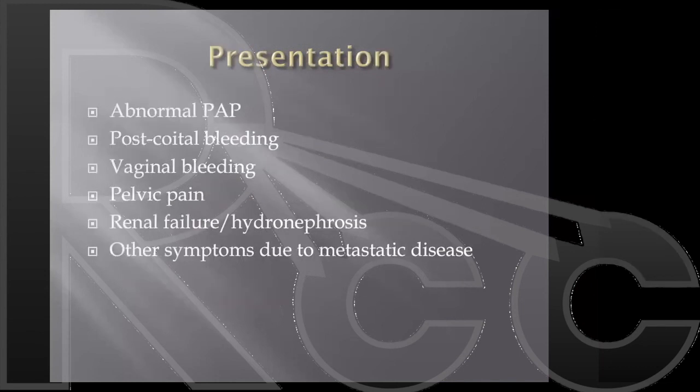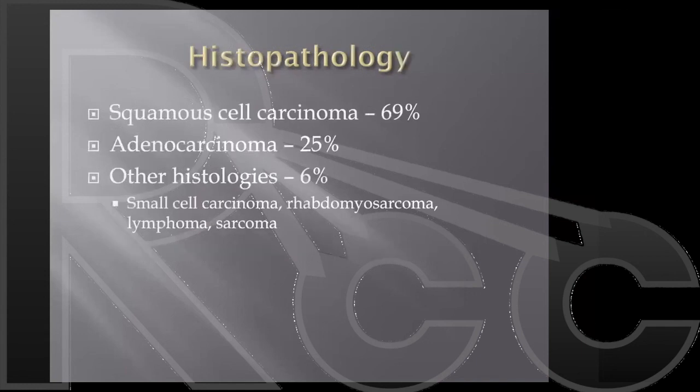Presentation can be quite different depending on the patient, depending on the country, and even within the United States, depending on the part of the United States. Many patients present with abnormal Pap, but certainly we still have many patients with vaginal bleeding, vaginal discharge, pelvic pain, renal failure, hydronephrosis, and other symptoms related, unfortunately, to metastatic disease.